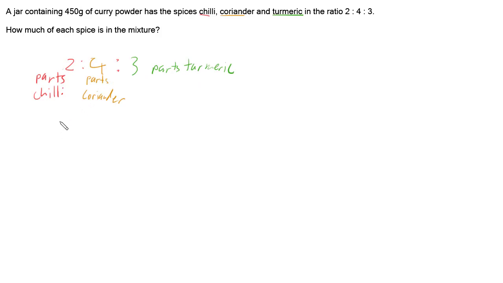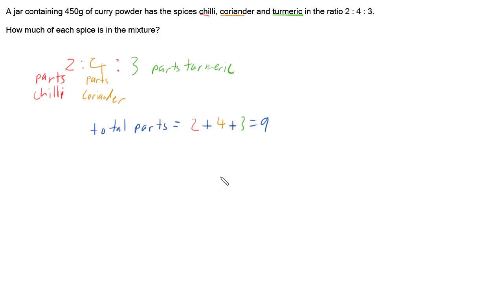So we want to work out how many grams of each. How many grams of chili powder, how many grams of coriander, how many grams of turmeric are there in this jar. So to do that, let's first work out our total parts, which is how many parts we have altogether. We've got 2 parts chili, 4 parts coriander, 3 parts turmeric. So we can do 2 plus 4 plus 3 to work out our total parts, meaning that we have 9 parts in total in this jar.